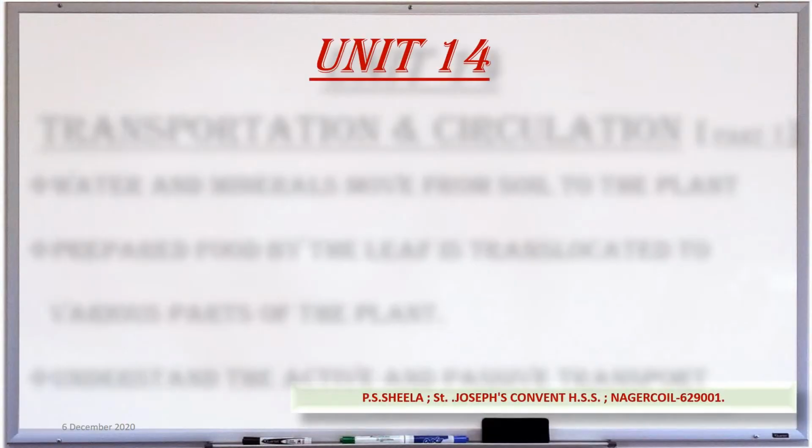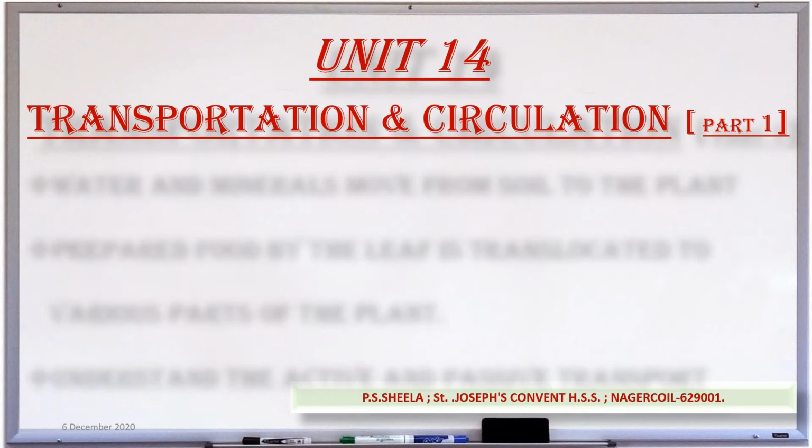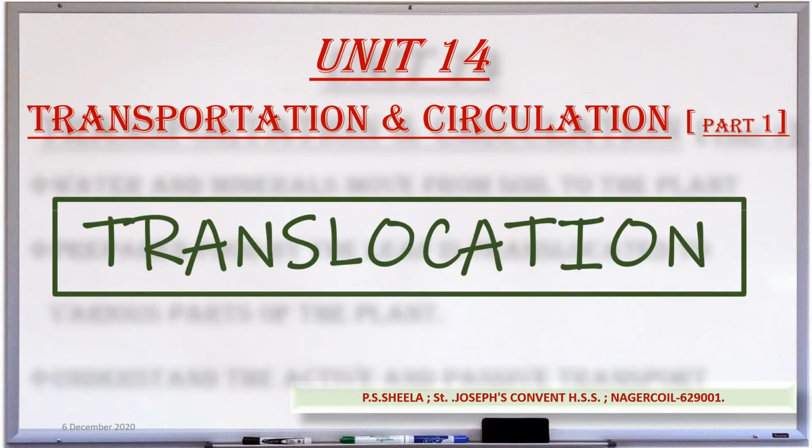We shall now learn Unit 14, Transportation in Plants and Circulation in Animals. As we have learned earlier in previous classes, plants absorb water from the soil by xylem, and the food synthesized by the leaves gets transported to the different parts by phloem. This bulk movement of substances through these vascular tissues is called translocation.